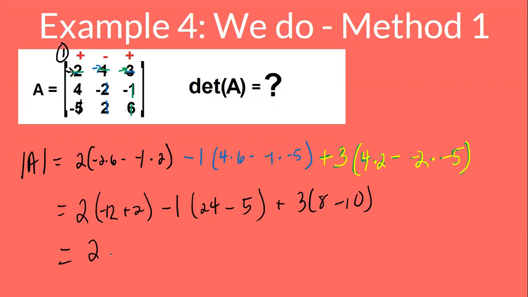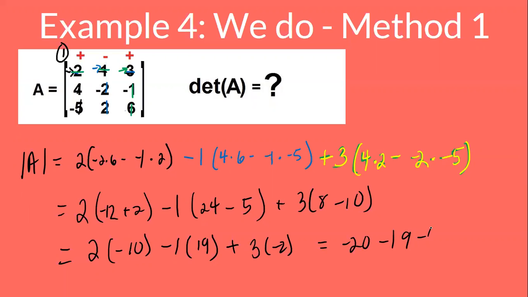So we have 2, negative 10, minus 1, 19, plus 3, negative 2. Negative 20, minus 19, minus 6, equals. Negative 20 minus 19 is going to give me negative 39. Negative 39 minus 6 is going to give me negative 45.